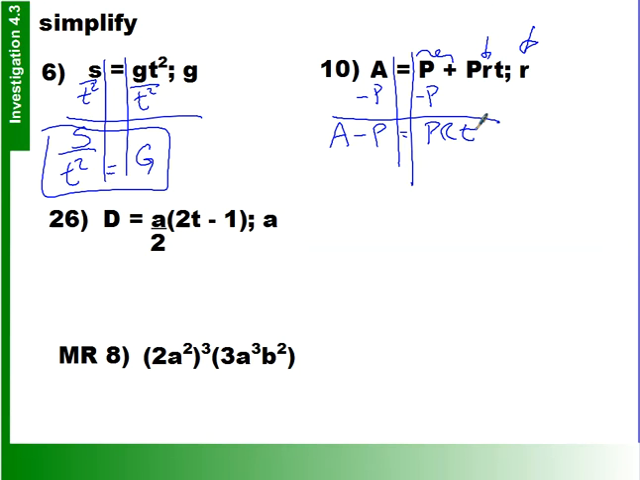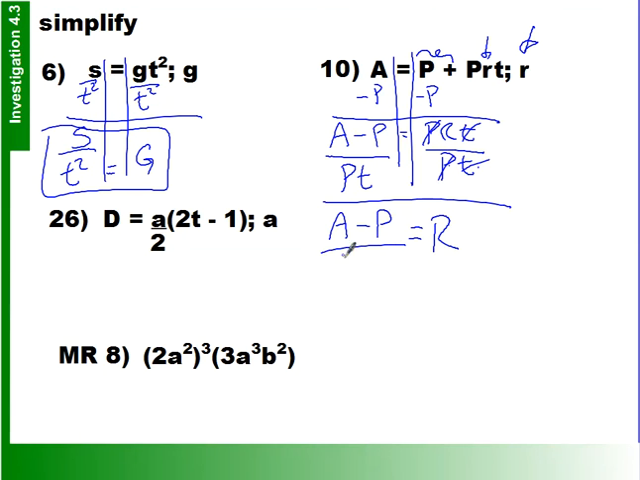Now we get into what's the opposite of multiplying r by p and t? Dividing it by p and t. So what I do to one side, I must do to the other. So p divided by p is 1, so it cancels out. T divided by t is also 1. And so we are just left with r is equal to a minus p over pt. Again, that one wasn't too bad either.